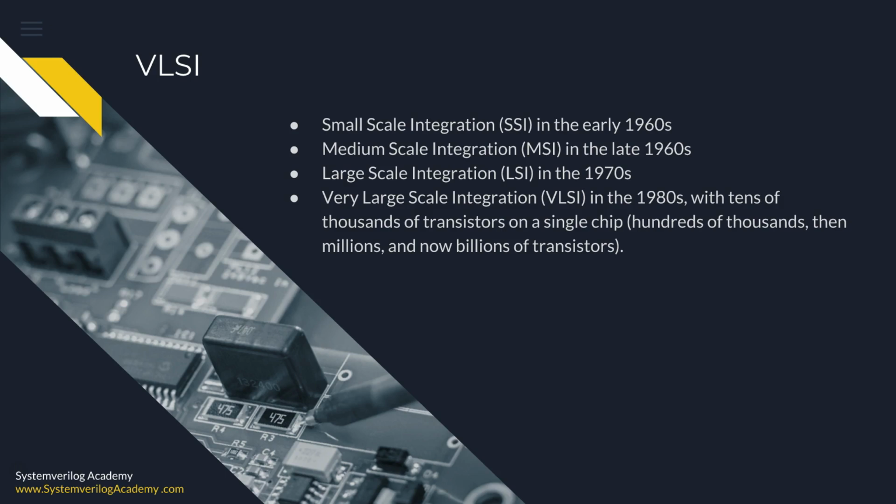Early in the 1960s, hundreds of transistors were built into a single chip, and the technology was commonly known as SSI, or small-scale integration. It went up to thousands of transistors in the late 1960s, which was known as medium-scale integration, MSI. In the 70s, it increased to tens of thousands of transistors, and the technology was known as large-scale integration, or LSI. Eventually, the number of transistors in a single chip increased to hundreds of thousands in the 1980s, millions in the late 90s, and to billions in 2008.